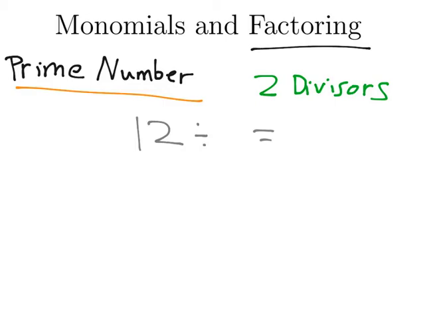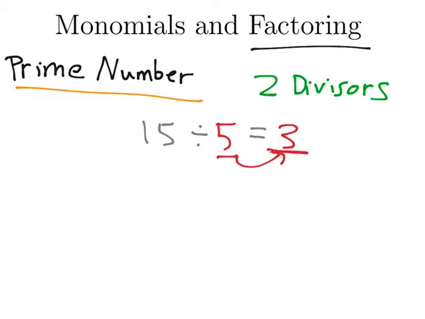A divisor in this case is 3. 3 is a divisor because I get a whole number when I divide 12 by it. If you look at 15, 15 has a divisor of, let's say 5 is one of them, because you get 3. There are 3 5s in 15. 5 is a divisor because you get a whole number.